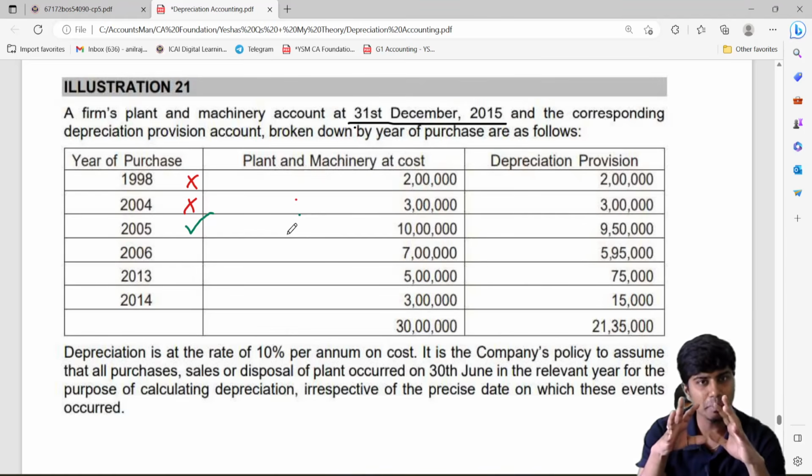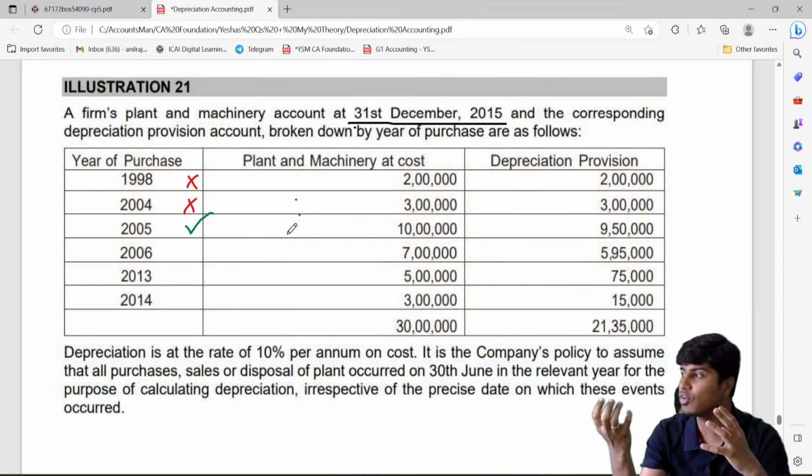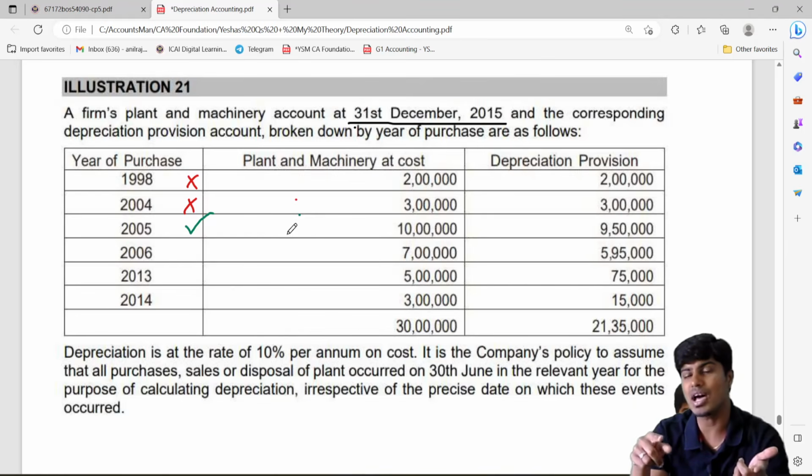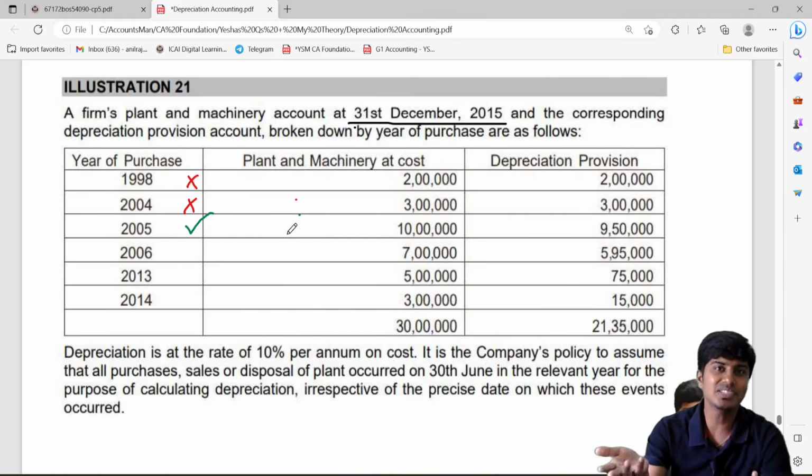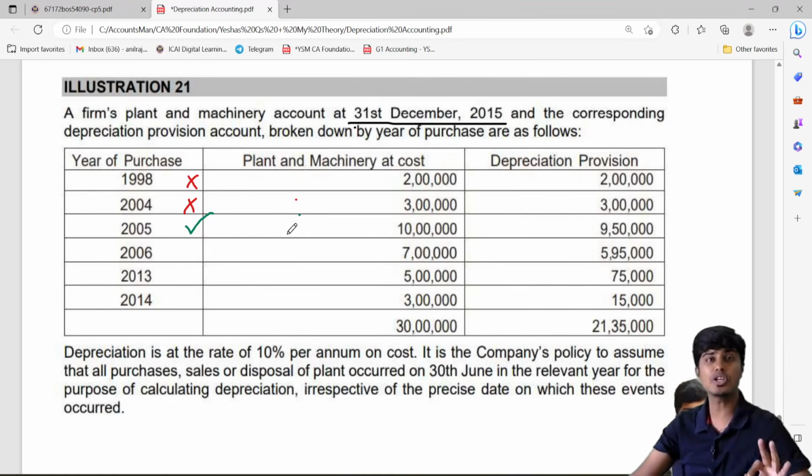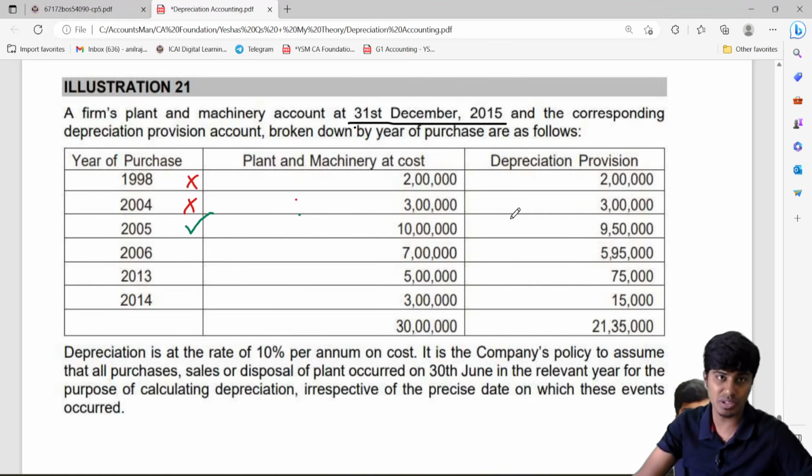If I depreciate this asset by an amount exceeding 50,000, then the provision for depreciation will become more than 10 lakh, making the total value of the asset in the balance sheet negative, which is again impossible. I hope you are understanding. So the maximum possible depreciation on this asset is 50,000.